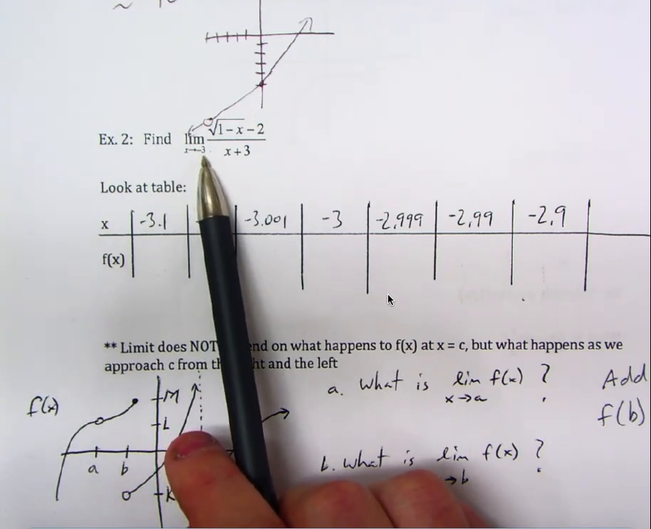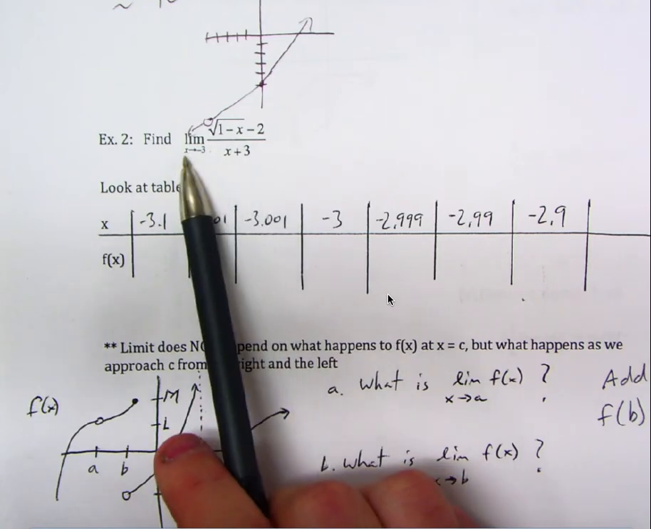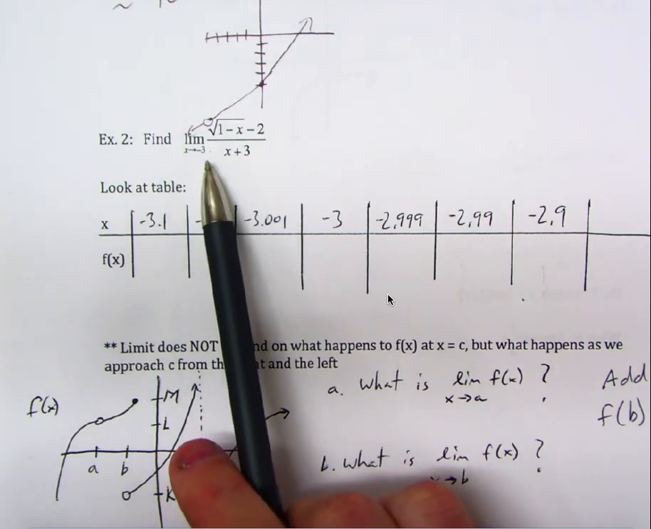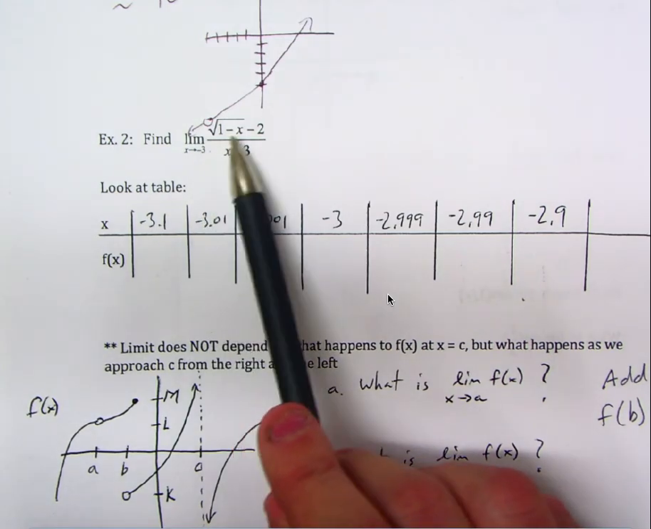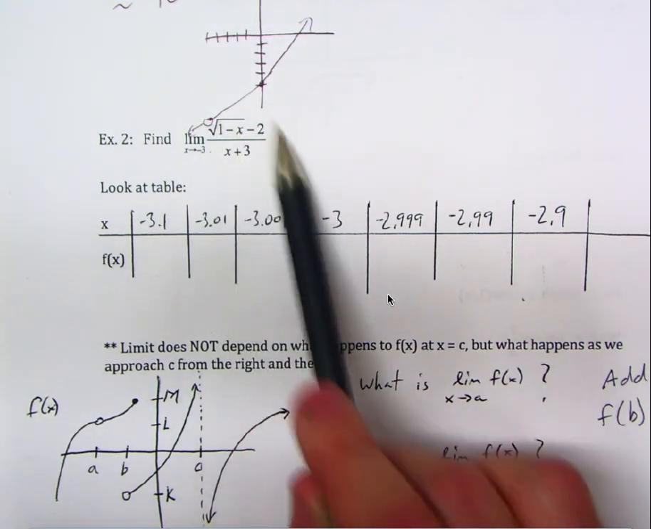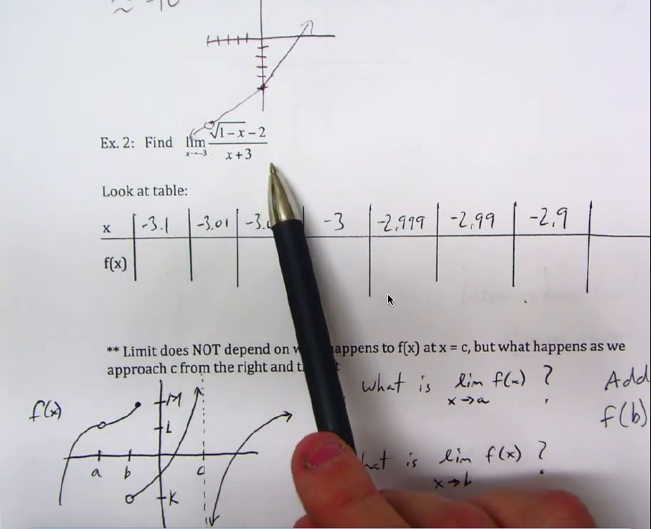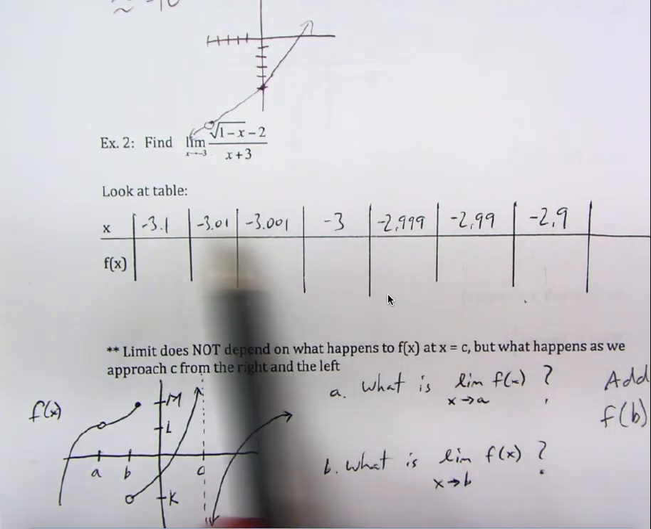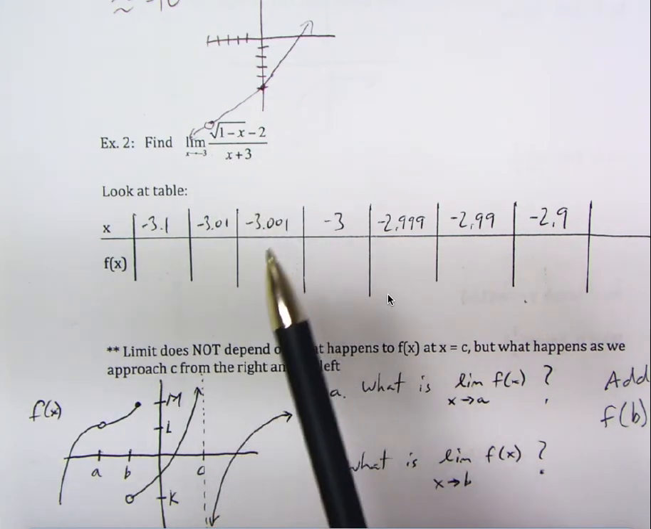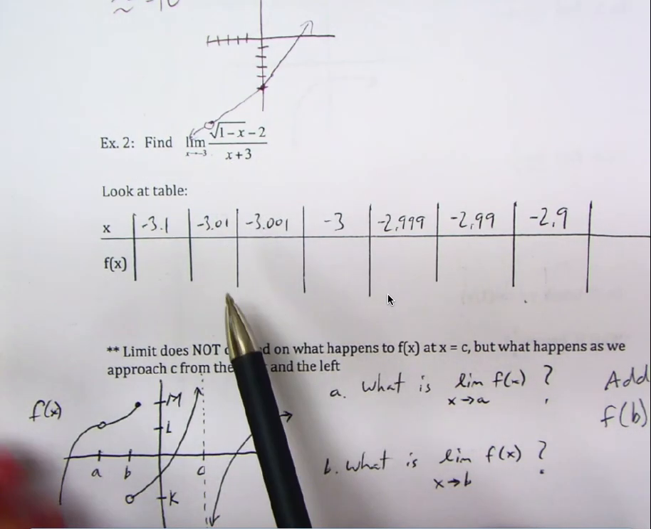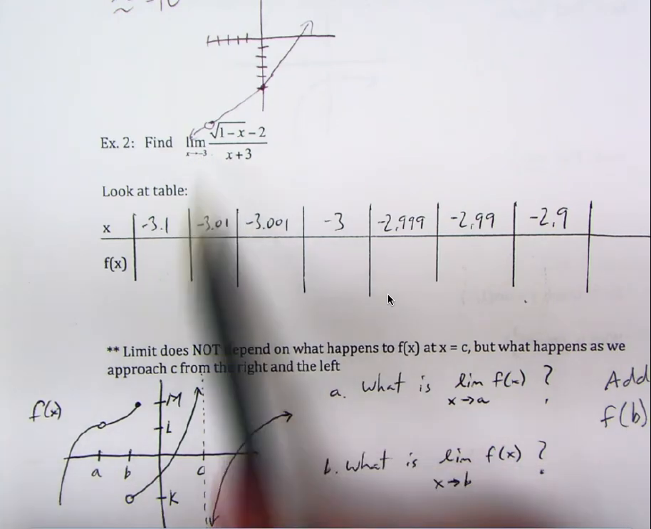Okay, let me say that again. The limit of this function as x approaches negative 3. Meaning we don't care what happens at negative 3. In fact, if you plug negative 3 into here, you're going to get something that's undefined. If you would make a table of values in your calculator, like we're going to look at right here, this is going to turn out to be undefined. But we don't care about that. We care about what is happening as x approaches negative 3.